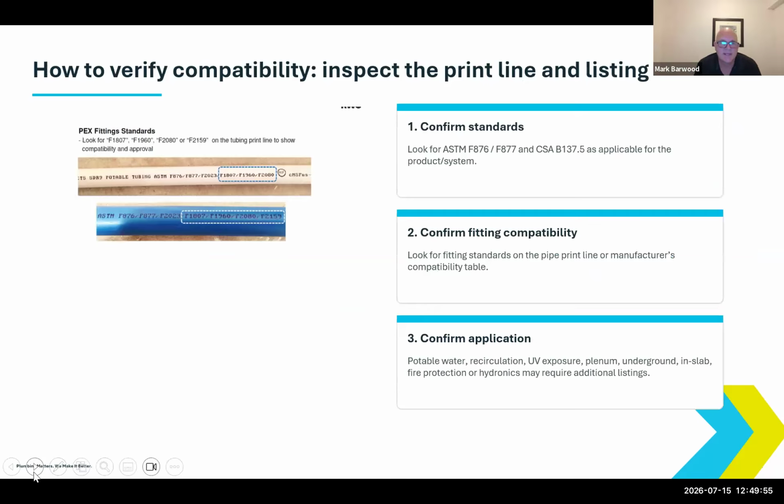Okay, this is a little easier to see. So if you look at this pipe, it says it's SDR9 potable tubing. I'm looking at the white pipe on the top side. It says it's ASTM F876, F877 approved, F2023 and F2080, F1960. So that tells them that pipe can also be expanded. It's probably PEX A, if it can be expanded. So if you know what all those designations are, you can sort of tell a story that tells you what that pipe is good for.